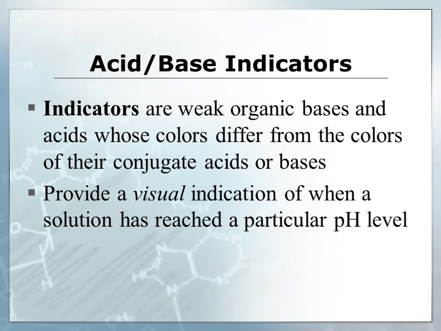Now, not all acid-base indicators turn different colors at exactly a pH of 7 when something's acidic or basic. Sometimes they'll have a color change within the acid range or within the base range, and this makes them particularly useful if you are trying to work in a given range.